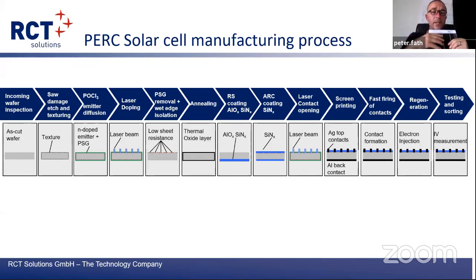After that, we are just removing this phosphor glass, and we are cleaning the rear side, because on the rear side we also have phosphorus that we don't want to have. We just want our phosphorus on one side. So we are doing the rear side etching.